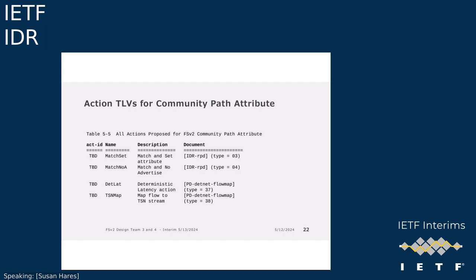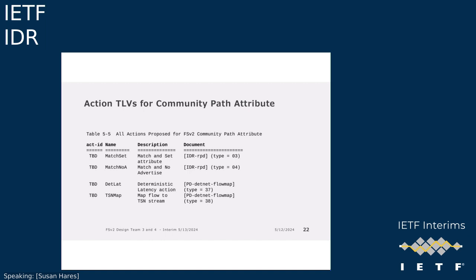Here's examples that we've seen in proposals. Now, this first one was done based on the community path attribute for wide, but it shows functionality that's working. They want to match and set an attribute. The attribute can be a grouping, could be a community. There's a match and don't advertise. That was a set of functionality shown by the RPD draft.